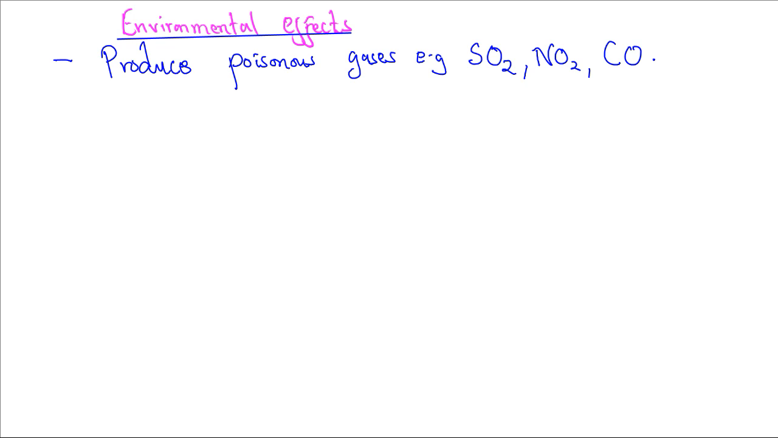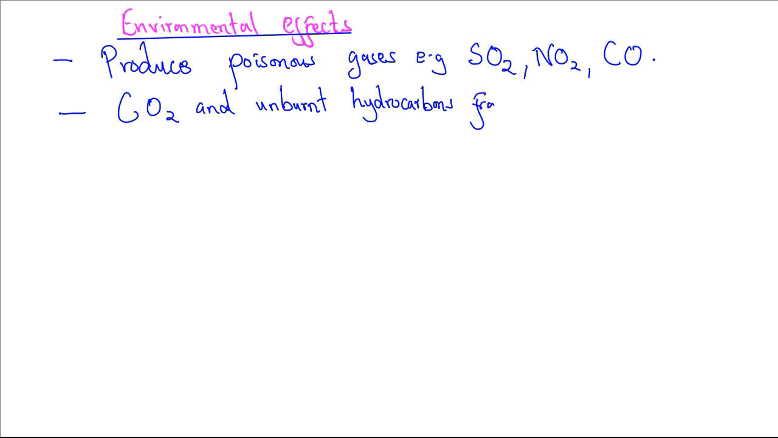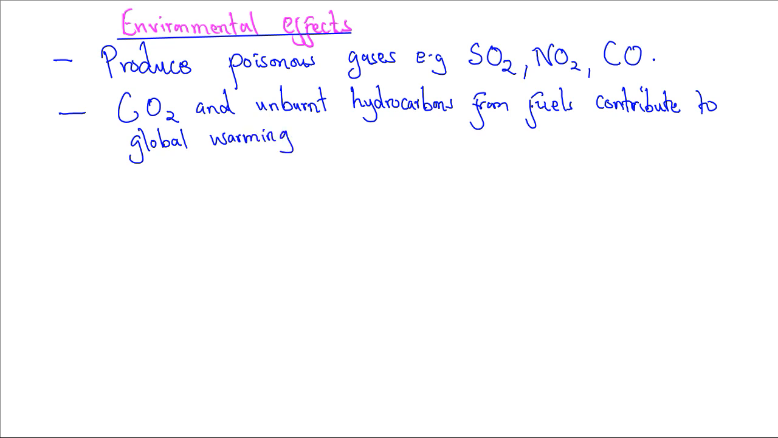Carbon 4 oxide and unburnt hydrocarbon from fuels contribute to global warming, which leads to melting of polar ice, thus flooding of low-lying coastal lands, and also unpredictable weather patterns and climate changes.